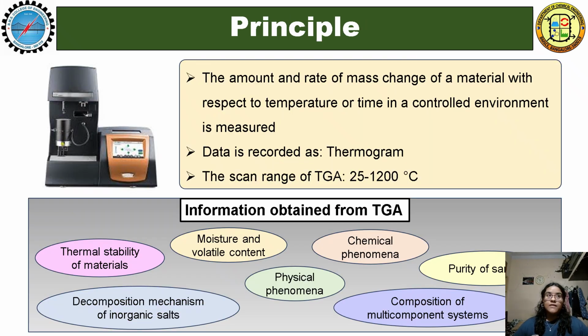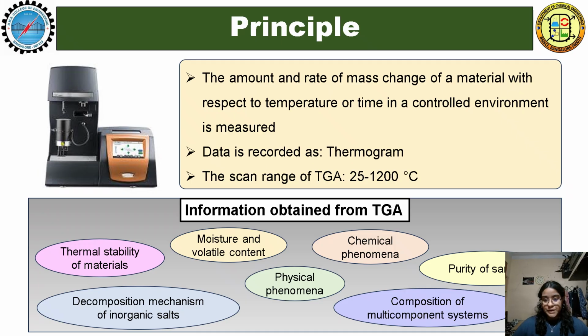The principle of the TGA is that the amount and the rate of mass change of a material with respect to temperature or time in a controlled environment is measured. So the output of the TGA is obtained as a curve called the thermogram. So the scan range of this TGA is from 25 degrees Celsius to 1200 degrees Celsius.